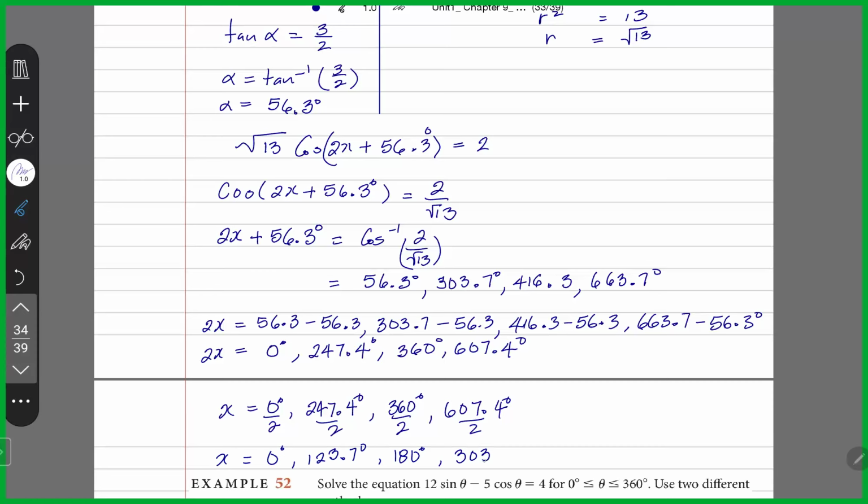Please note that all the answers are between 0 and 360 degrees.